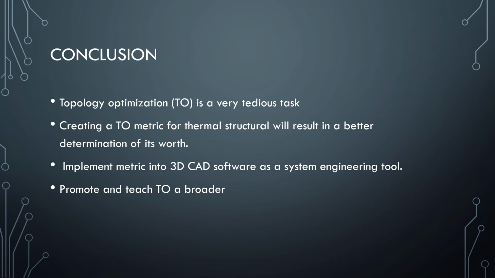From a digital transformation standpoint, this metric can be implemented into existing 3D CAD software as a systems engineering tool for design engineers to make rational decisions on the optimization of the design. From there, engineers can optimize previous or new design components to make weight-critical systems lighter and ease the tedious tasks.